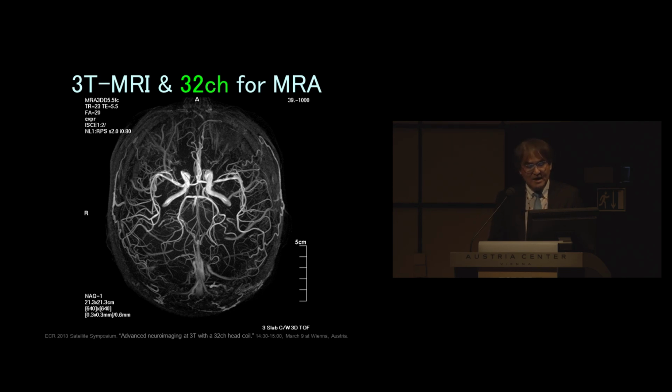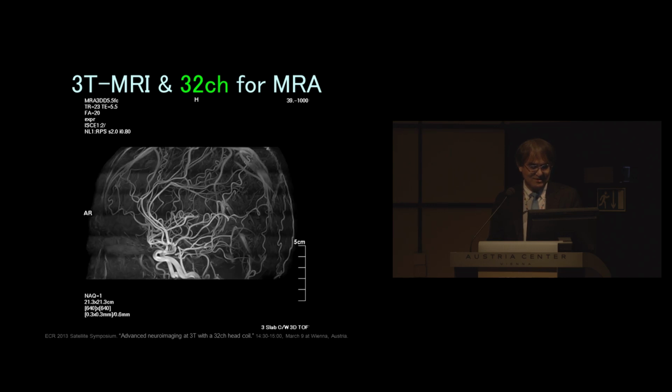Okay, as for the MR angiography, of course, time of flight might be the standard. And using 32-channel head coil, this kind of very, very high resolution image can be obtained. This is 0.3, 0.3 by 0.6. And very, very detailed anatomy of the arteries visualized. So something like this.